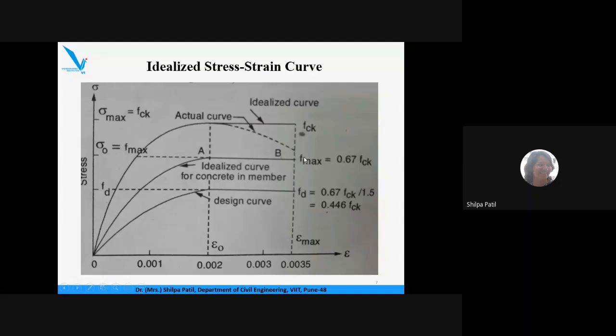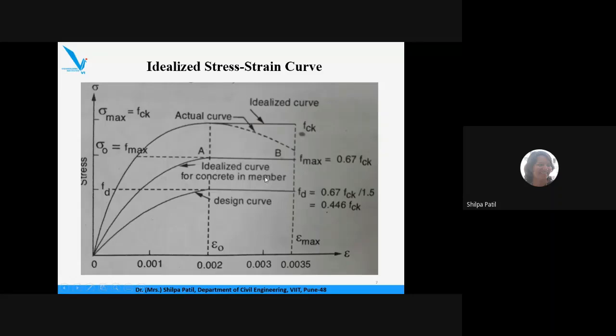So for design purpose, by applying this 0.67 factor, the fck value is calculated, which is called the maximum compressive stress for the member. For concrete in a member. This is for concrete in a cube. This is for concrete in a member.